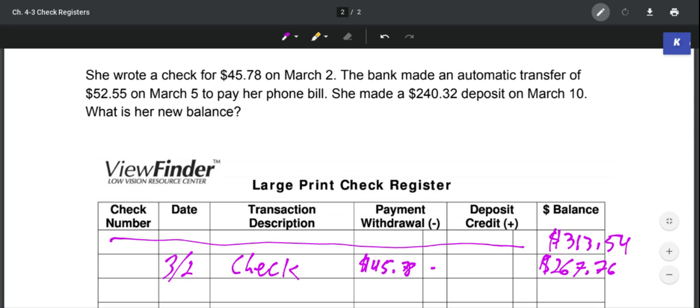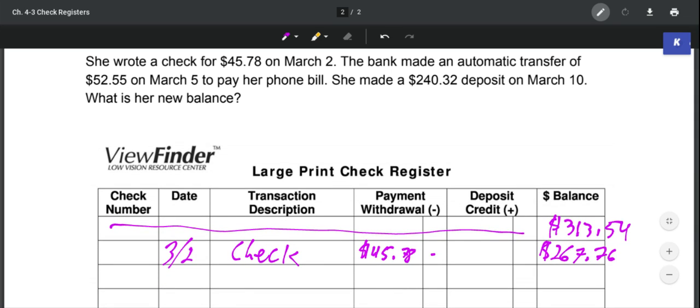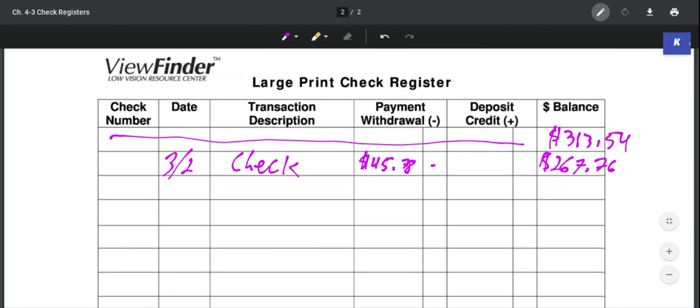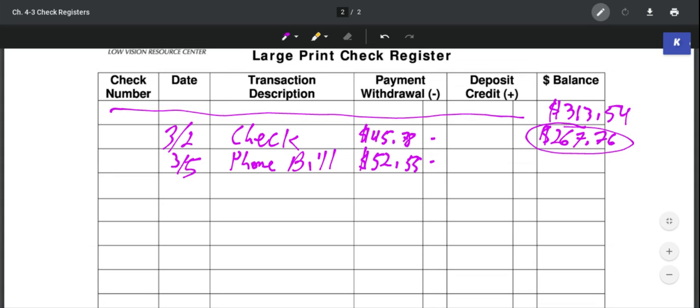The bank made an automatic transfer of $52.55 on March 5th to pay her phone bill. That's money coming out, so we're going to subtract it. Let's chart all of this. It was on 3/5, it was a transfer. Or you could say phone bill, which is probably what I'd do, so you know that money came out for your phone bill. It was $52.55. We're subtracting that from our previous balance, so we use this new balance and subtract $52.55, and that gives us our new balance of $215.21.